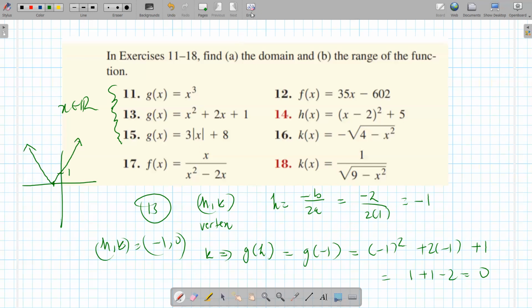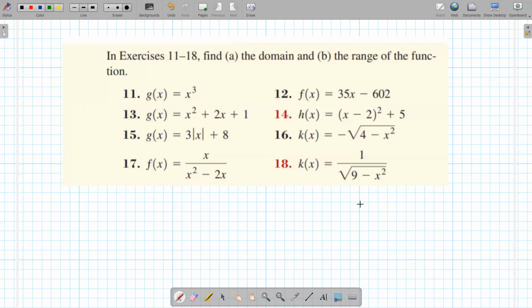So here's a quick tip for you. The only things that affect the domain and range are reflections and shifts. Shifts means translations: left, right, up, and down. Stretches, like you see this 3 on the outside, and compressions do not affect the domain and range.